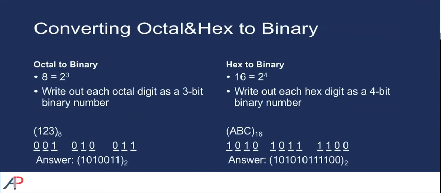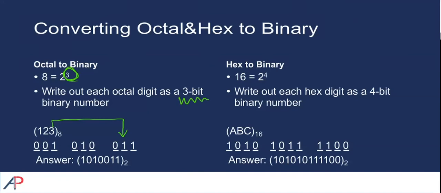If you want to convert octal to binary, the trick is to take each individual digit. So this 3 right here, we're going to convert it into a binary number. 3 as a binary number is 1, 1, but we want it to be a 3-bit binary number because 2 to the 3rd power is equal to 8.